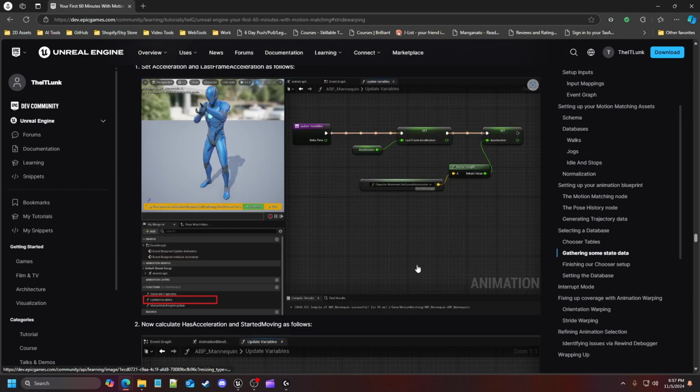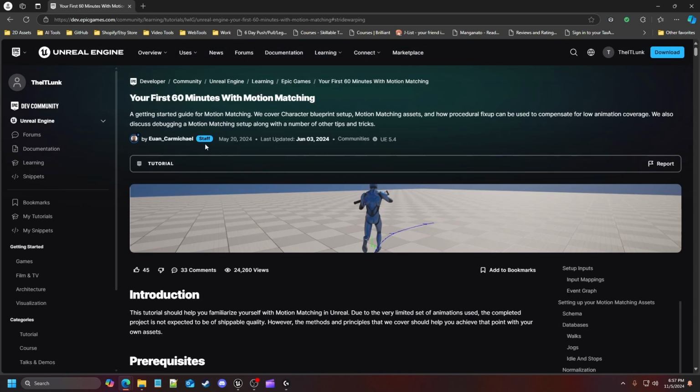We can mark this as done, and I give my kudos to the staff member that has made this exceptional documentation for you to learn your first 60 minutes with motion matching.